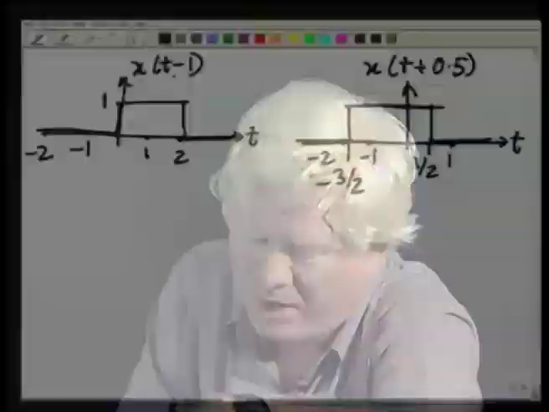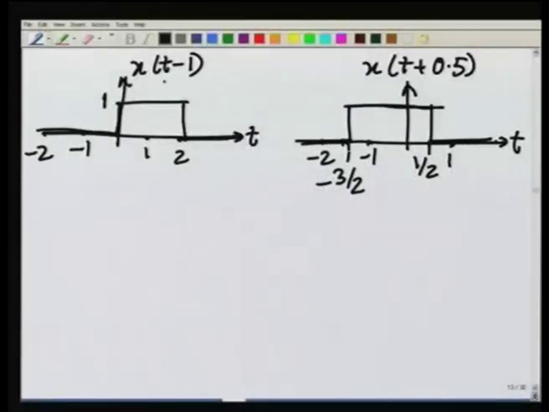Here it is shifted by 1 towards the right, because it is x of t minus 1. So, this explains the behavior of the transformation on the time axis. Let us move to the flip transformation.